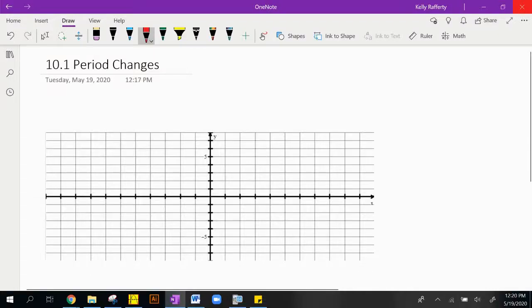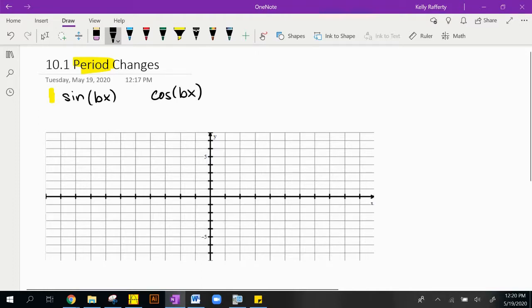All right, guys, we're going to talk about changes in our sine and cosine graphs now with a horizontal stretch or shrink. We also call these changes in the period of the graph. So I'm just going to do this basic form of sine or cosine.